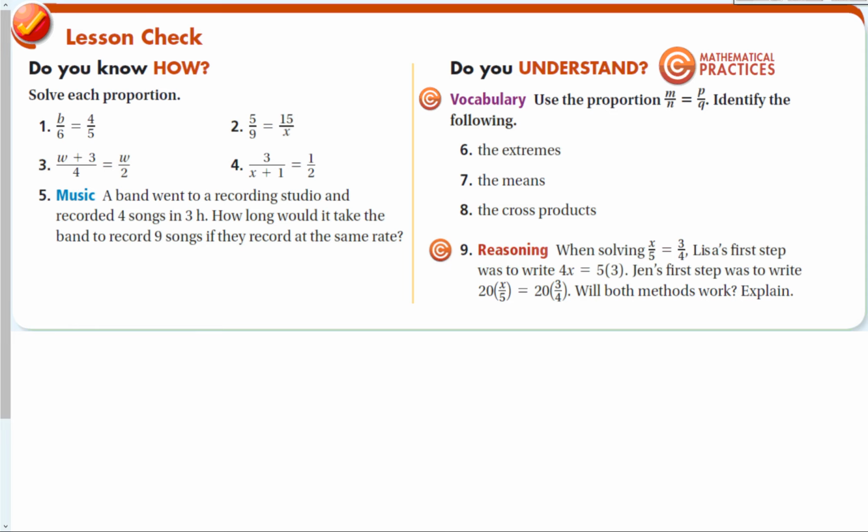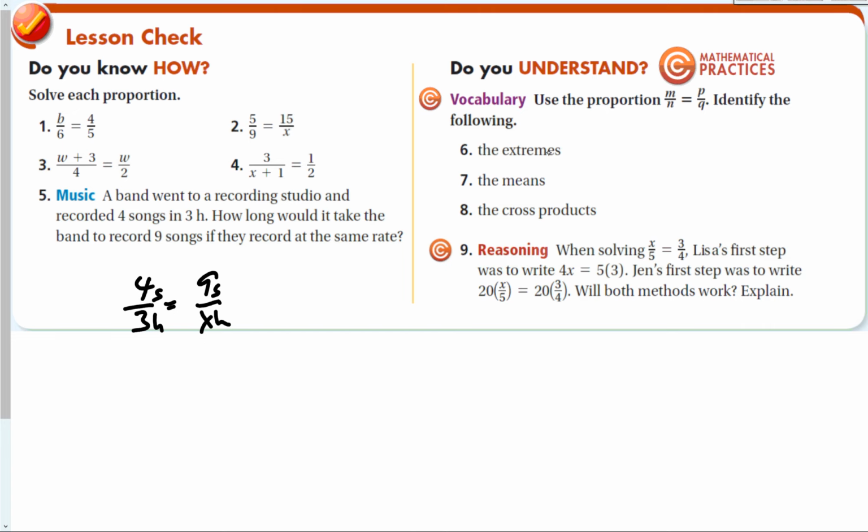For number 5, a band went to a recording studio and recorded 4 songs in 3 hours. How long will it take the band to record 9 songs? So that's 9 songs over X hours. And then solve that.